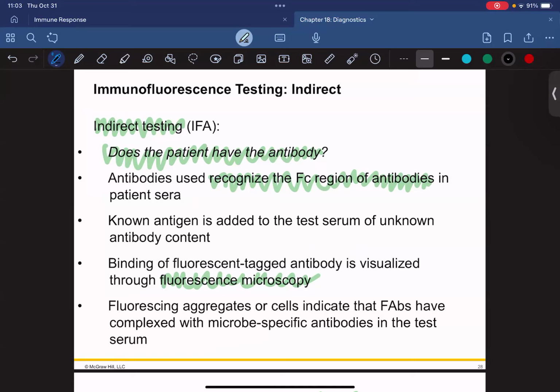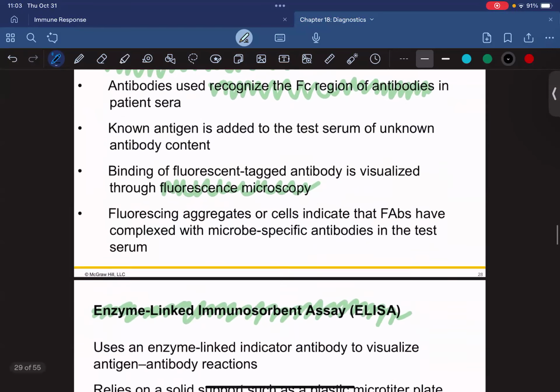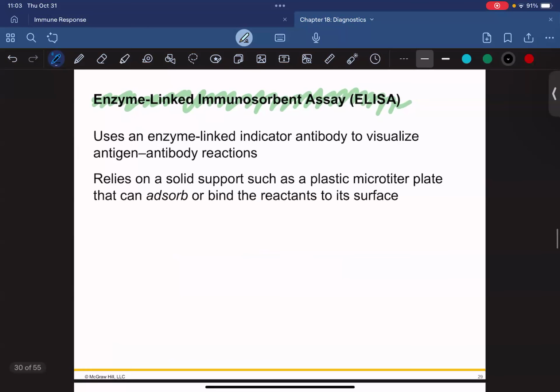So it's just using another layer. It's using a secondary antibody like we do with our indirect testing in ELISA, but again, fluorescent, not enzyme linked. Make sense? All right, so direct or indirect fluorescence. The next one is ELISA. I don't think I really need to go over it.